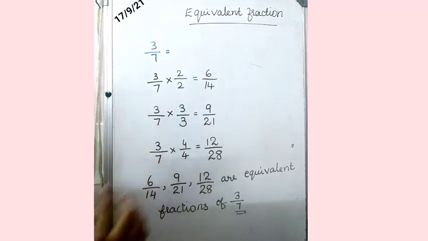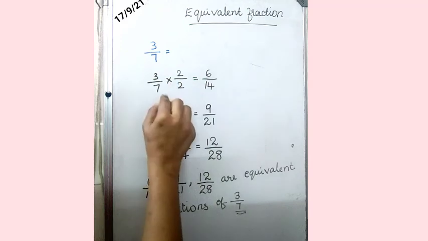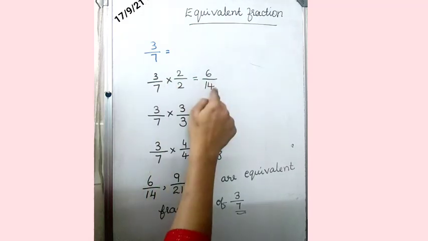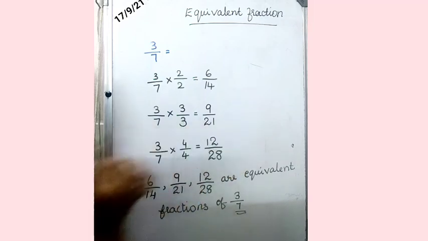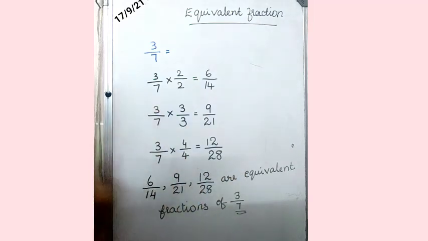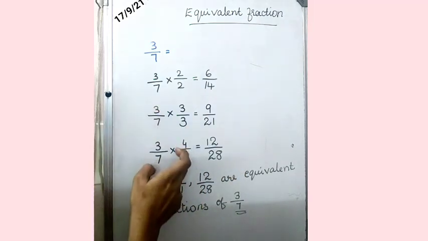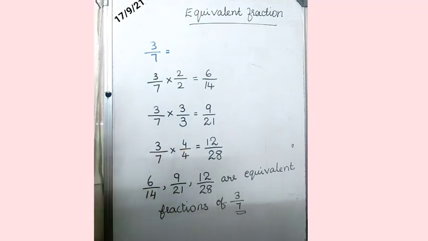2, 3, 4. When we multiply with 2, we get the first equivalent fraction. When we multiply with 3, we get the second equivalent fraction. The third equivalent fraction is got by multiplying with 4.